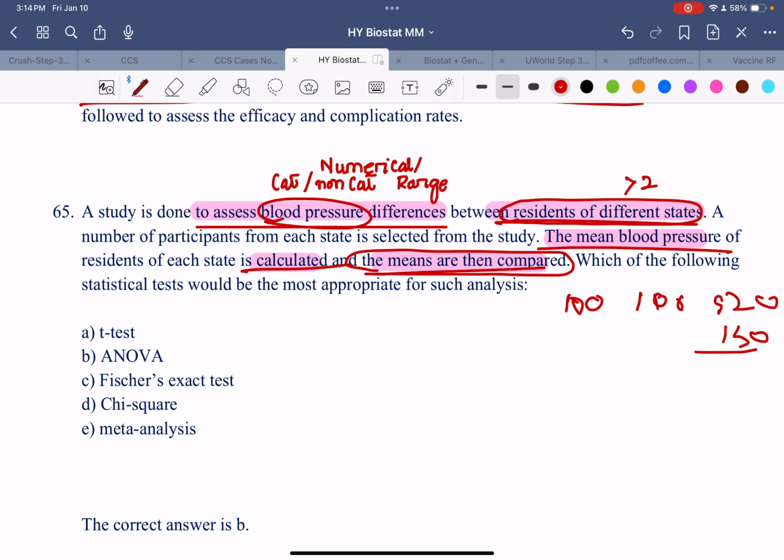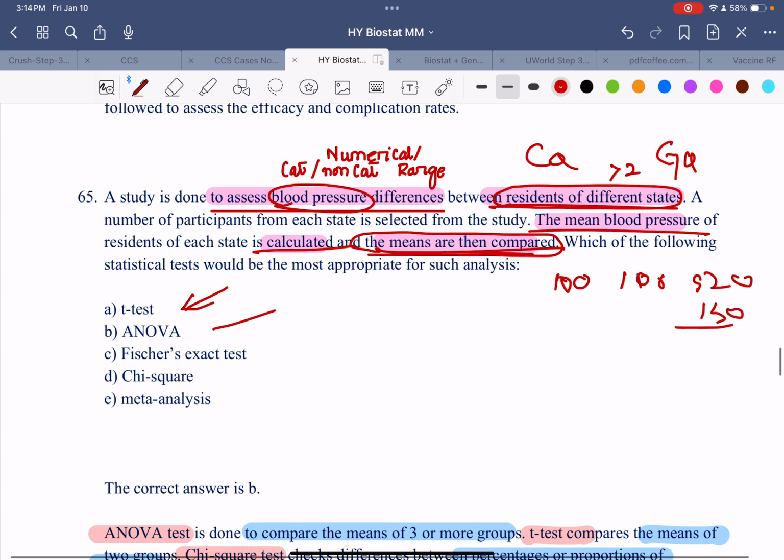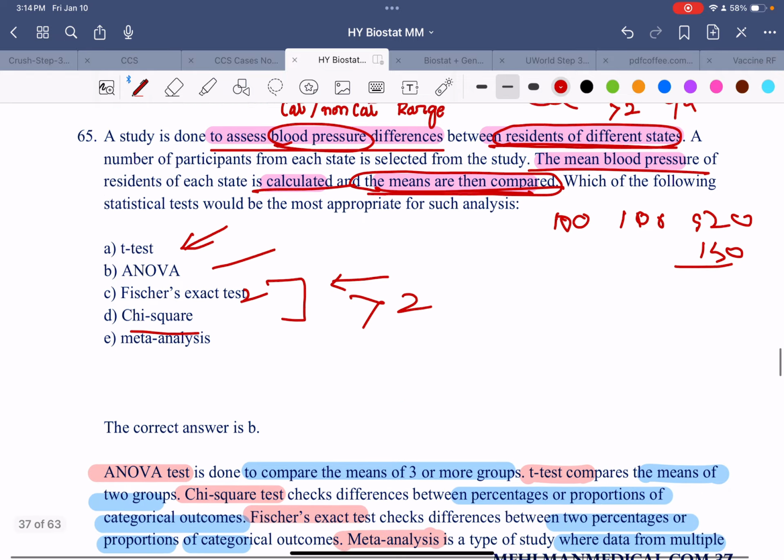So when there's a complete range and their means are compared for greater than 2 groups, then the test would be B, ANOVA test. But if they said we are just going to compare 2 states, like California and Georgia, then the answer would be a t-test, right? And of course we are using the means, we are not using categorical values. If we use just 2 categorical values, that would be Fisher's exact. If we use greater than 2, that would be chi-square, right?